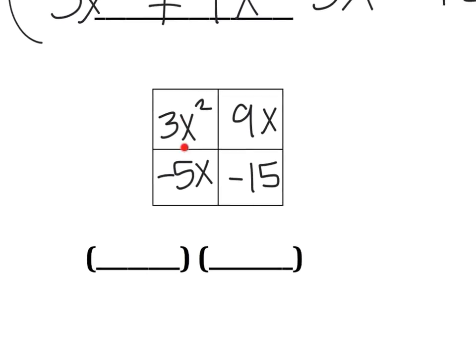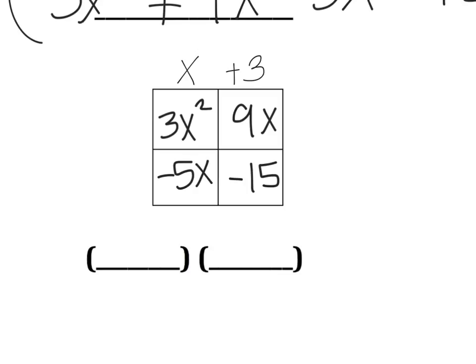What's common between these two terms? This is a 3, this is a negative 5, so there's nothing in common. But I can see that there is an x in common, so I put the x up. Now, 9x minus 15. It looks like those two numbers are divisible by 3. 9 divided by 3 is a 3, and 15 divided by 3 is a 5. So the 3 is in common.